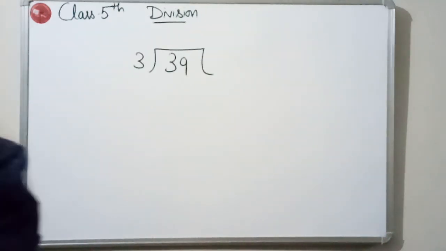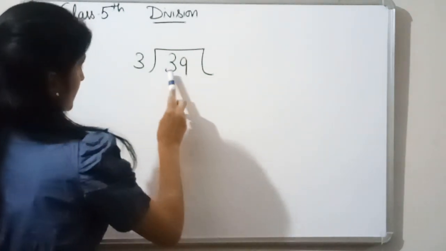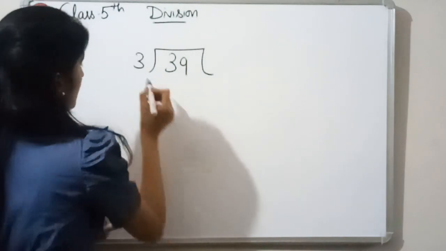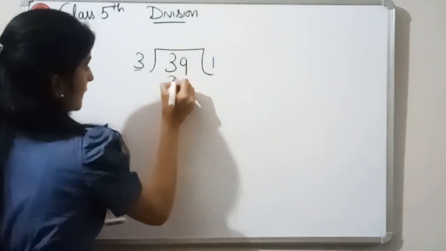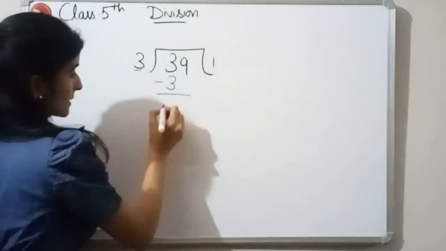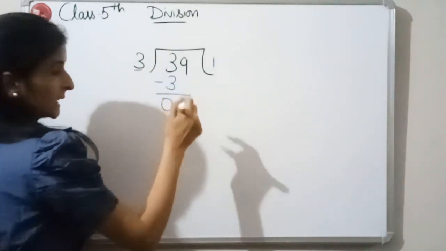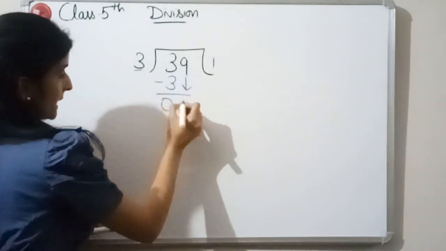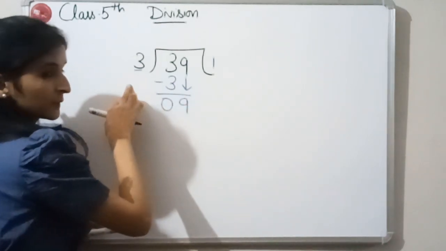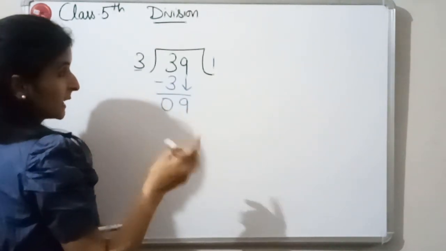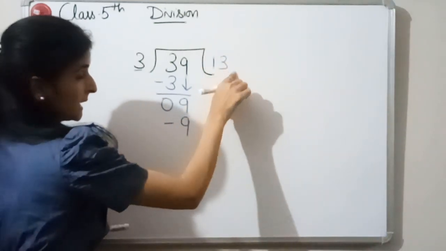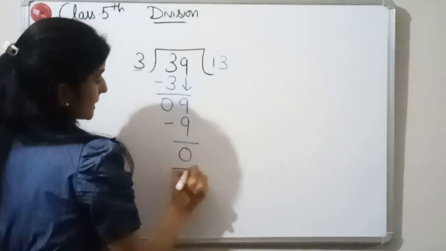Suppose I am taking this example. Here we have to divide 39 by 3. So let us start dividing. 3 ones are 3. Now 3 minus 3 is 0. Now we will take the next digit. Next digit is 9. Now where 9 comes in the table of 3? 3 3s are 9. So we will write 9 here and 3 here. So 9 minus 9 is 0.